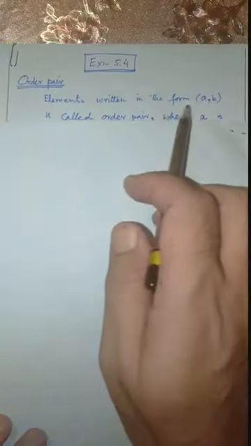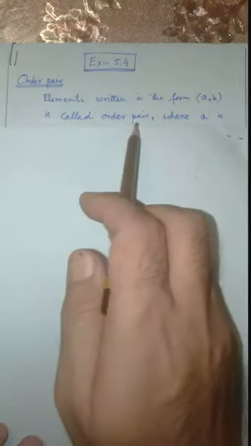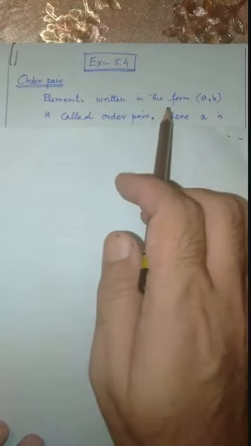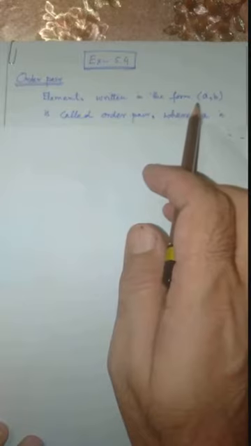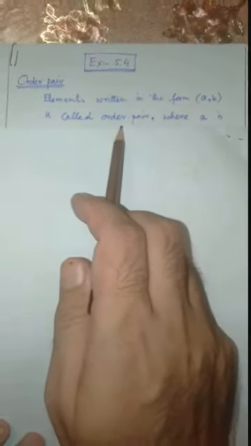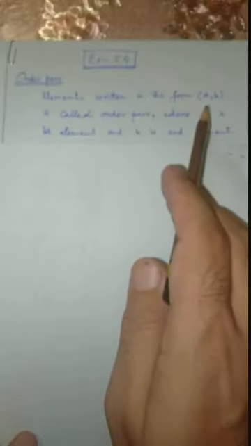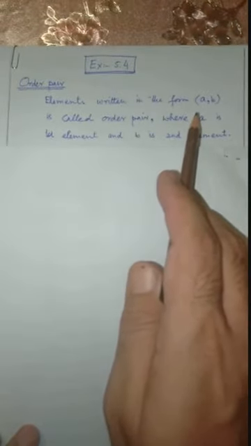The first term is ordered pair. What is an ordered pair? Elements written in the form of a small bracket, (a, b), is called an ordered pair. If we write the elements of the two sets in this form, like (a, b), this is called an ordered pair, where a is the first element and b is the second element.